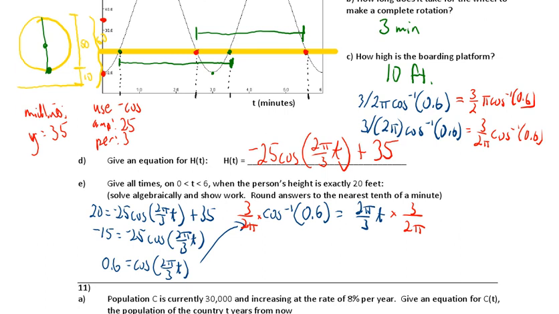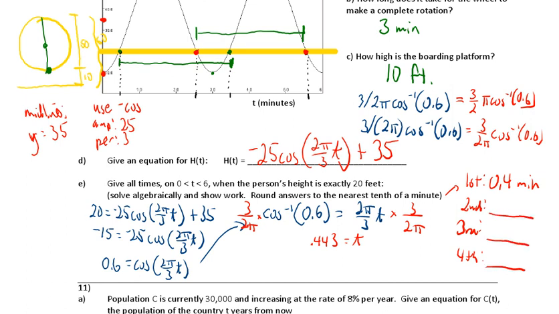All right. But this says to the nearest tenth of a minute. So to the nearest tenth, 0.4 minutes. And this is actually what I got from estimating from the graph. So if this is 0.4, I know this third time is 3.4 minutes.